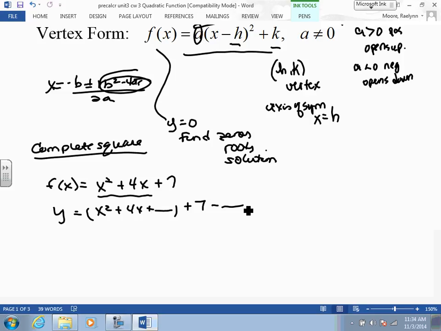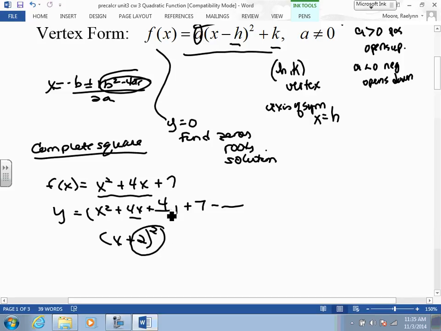Now, complete the square says come to the b term. Take half of it. What is half of 4? 2. You start like this. Positive x plus 2 squared. We're making your perfect square here. So then we say 2 squared is what? 4. If we add 4, we subtract 4. So here is my vertex form. I combine these. And this is my vertex form of my parabola, my quadratic.